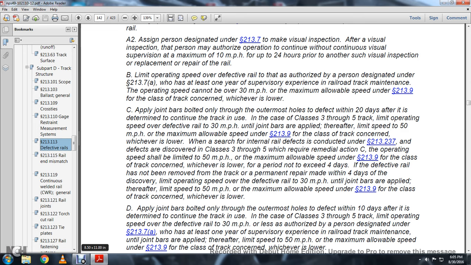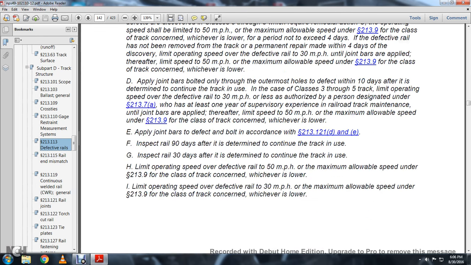When a search for internal rail defects is conducted under 213.237, and defects are discovered in Class 3 through 5 track with the requirement of remedial action C, the operating speed shall be limited to 50 miles an hour or the maximum allowable speed under 213.9 for the class of track concerned, whichever is lower, for a period not exceeding 4 days, if the defective rail has not been removed from the track and permanent repair is not made within 4 days of the discovery. The limited operating speed over the defective rail is 30 miles an hour until the joint bars are applied. Thereafter, the limited speed is 50 miles an hour or the maximum allowable speed under 213.9 for the class of track concerned, whichever is lower.